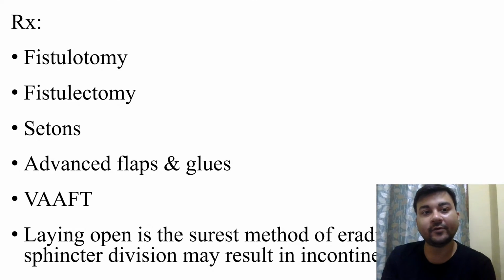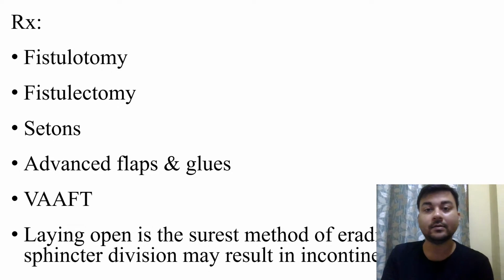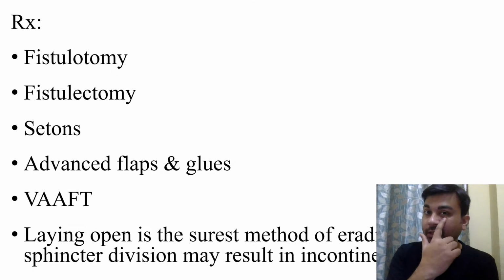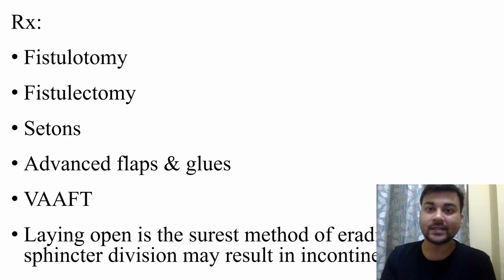See, whenever you are doing any procedure for fistula in ano, just take care that you should not close it, because if you are closing the wound after excision or after any procedure, then there is a chance of recurrence of the fistula. So laying open is the best, surest method of eradication. But if you are laying it open, then you should take care that you should not damage the sphincters, otherwise the patient can come with incontinence. So the surgery should be done very precisely, so that problems like recurrence and incontinence are avoided.